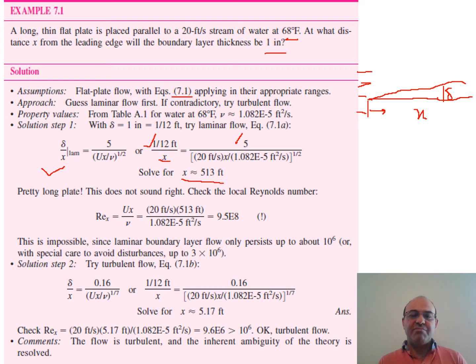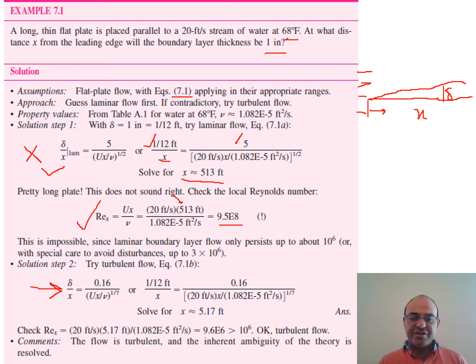It may be correct or not, but we need to double check to make sure that this is actually laminar flow at this value of x. If we calculate the Reynolds number at x equal to 513 feet, we see that the Reynolds number becomes 9.5 times 10 to the 8. This is much larger than 10 to the 6. So actually the flow is turbulent. It means that we have used the wrong equation, because the equation we used to estimate delta was based on laminar flow.